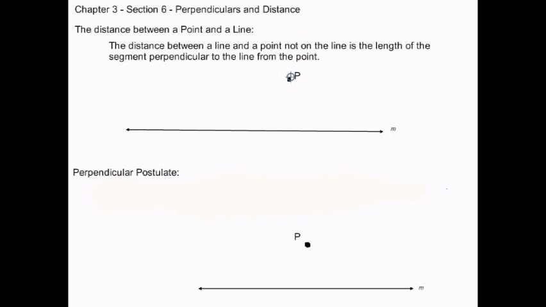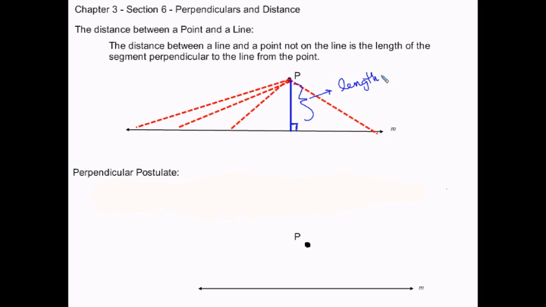Now you can have any number of segments that go from the point to the line. I could have a segment that comes over here. I can have one that comes down over here. I can have all kinds of segments, but none of these will represent the distance. Only one segment will represent the distance, and that is the segment that comes straight to a 90-degree angle and is perpendicular. This length will equal the distance from this point to this line.